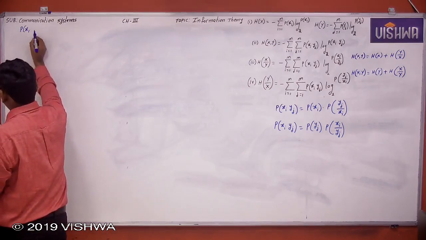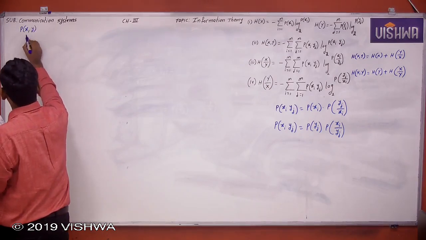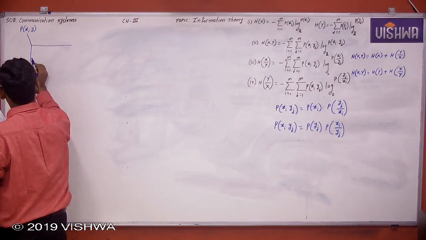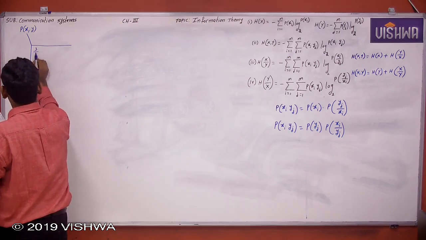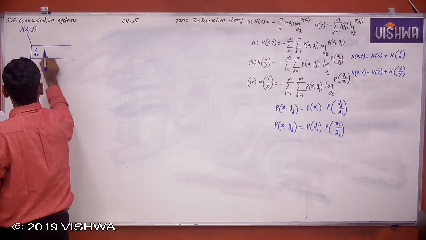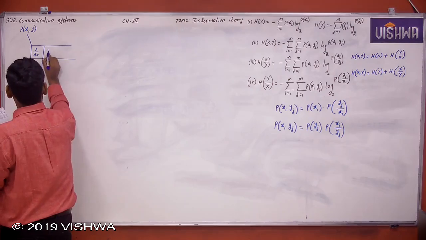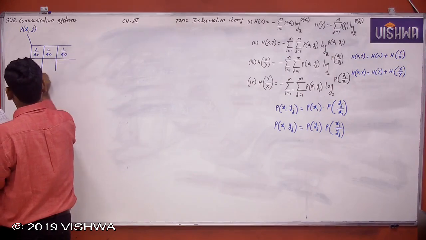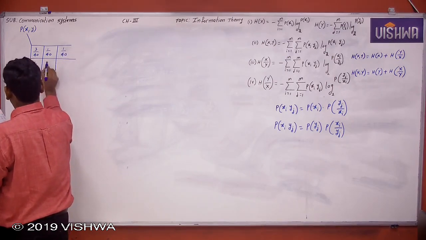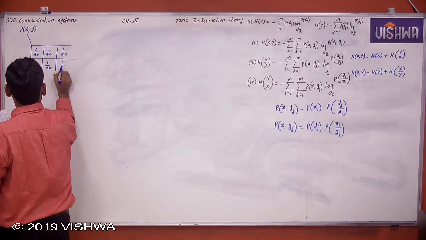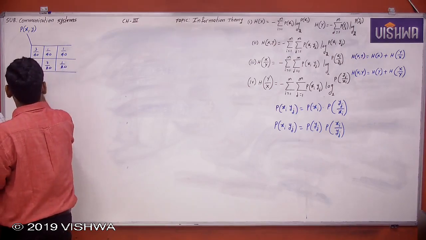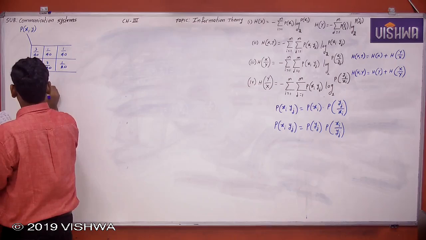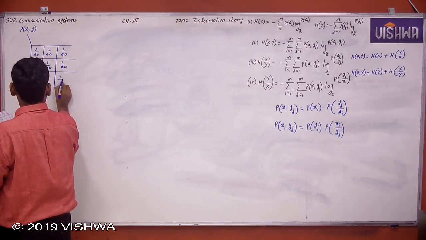Consider the joint probabilities of two discrete sources X and Y, meaning P of X comma Y, given as 3/40, 1/40, 1/40, 1/20, 3/20, 1/20, 1/8, 1/8, 3/8.